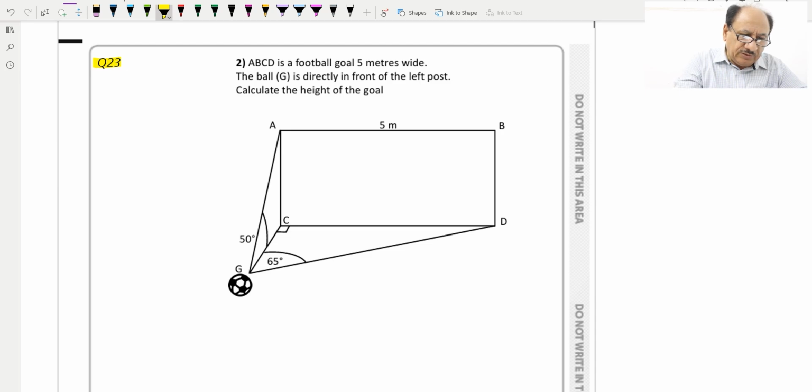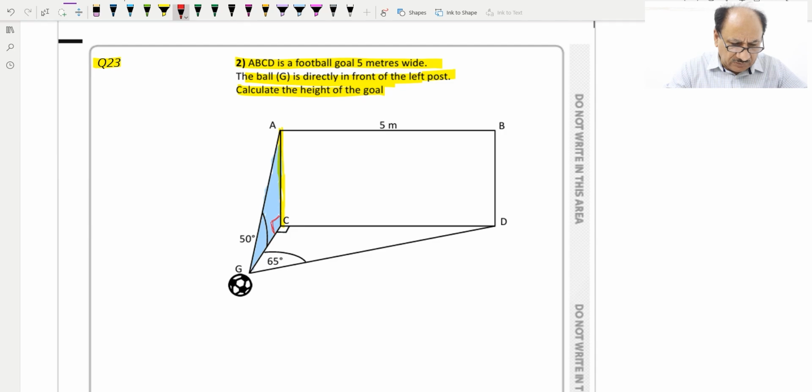Question number 23. ABCD is a football goal 5 meters wide. The ball G is directly in front of the left post. Calculate the height of the goal. So our target is to find this height of the goal, and for that we have to consider this triangle, but for this triangle we only have the 50-degree angle, and this angle is a right angle, but the rest of the information for this AGC triangle we don't have.